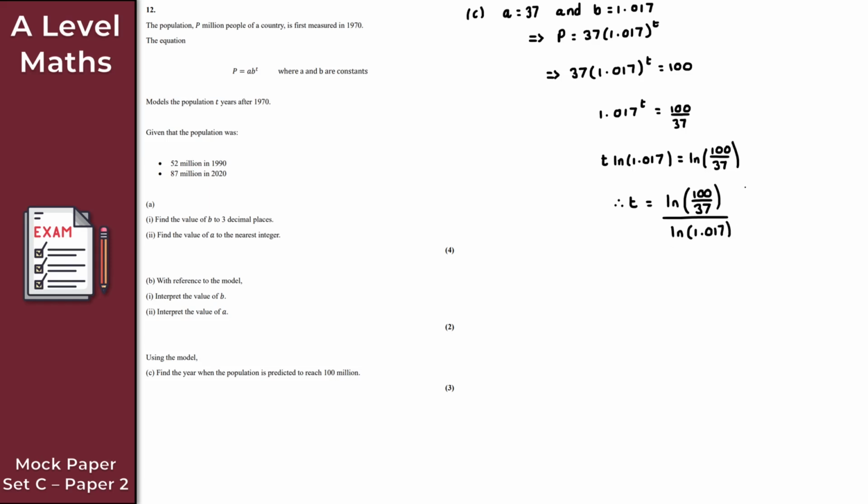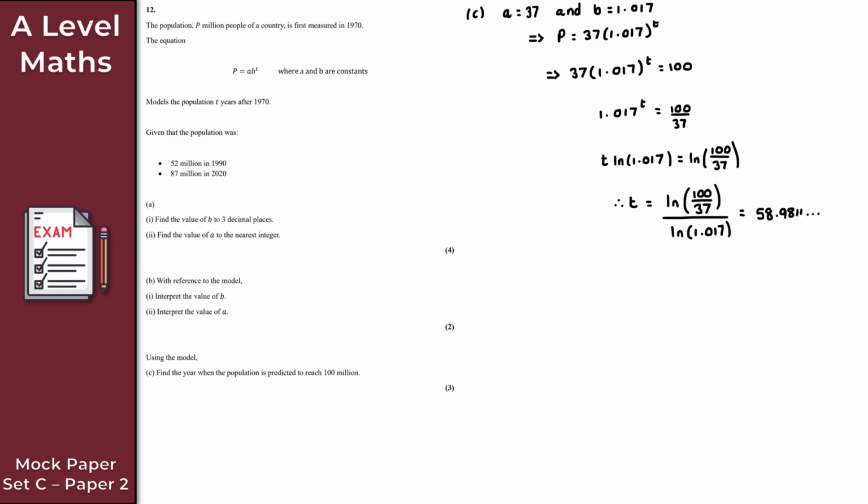So just put this into your calculator, right? And what we get here then is 58.9811, and so on. So in that case, we're looking for the year when the population is predicted to reach 100 million. So what I do here is round this up to the next integer, or the nearest integer, I should say.